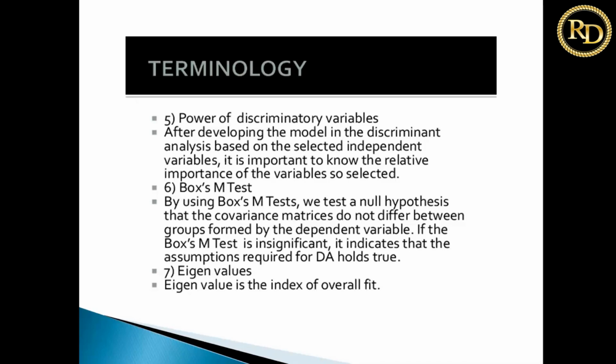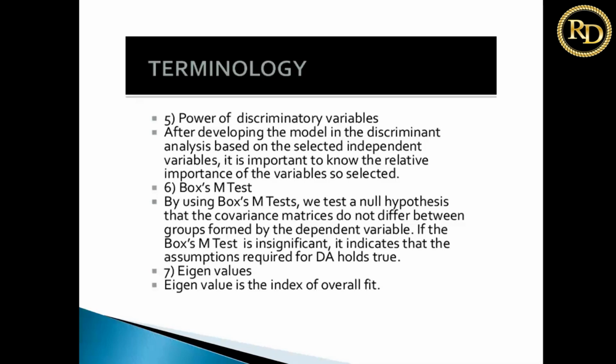And yes, we use the Box's M test. The Box's M test is used to test the null hypothesis that the covariance matrices do not differ between groups. It means the variability or covariability within the group is the same for all the groups. This is considered in the null hypothesis, and we check it through the Box's M test for the dependent variable. If the Box's M test is insignificant, it indicates that the assumption required for discriminant analysis holds true. It means the units in a group and the units in another group have similar variations.